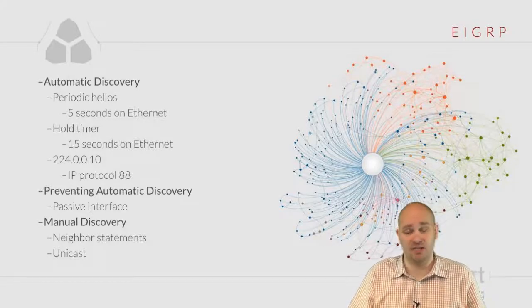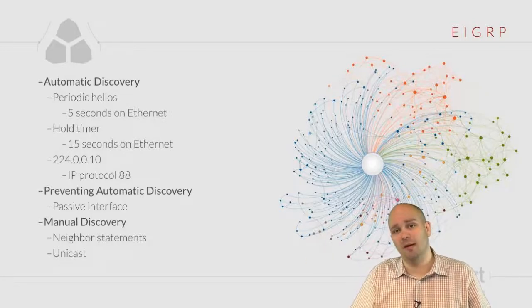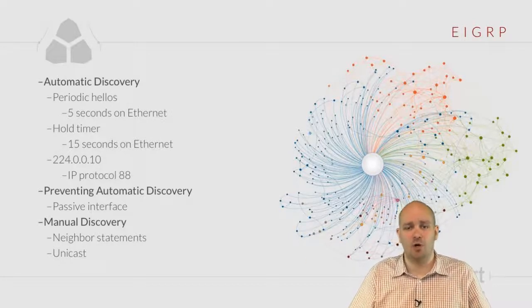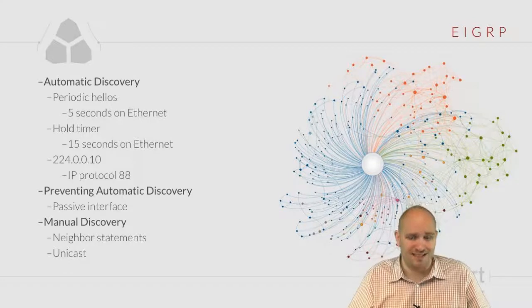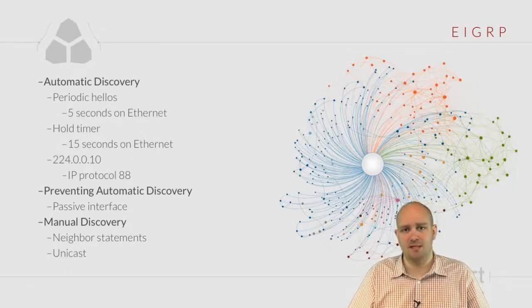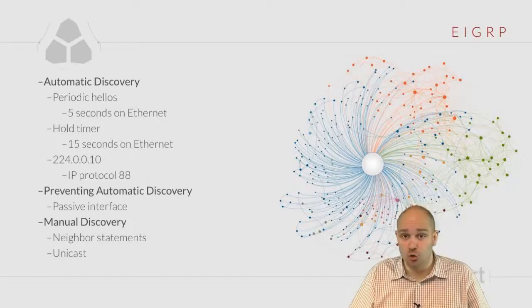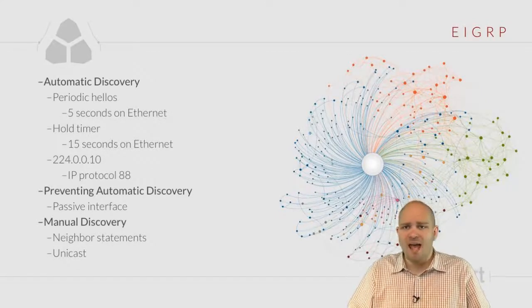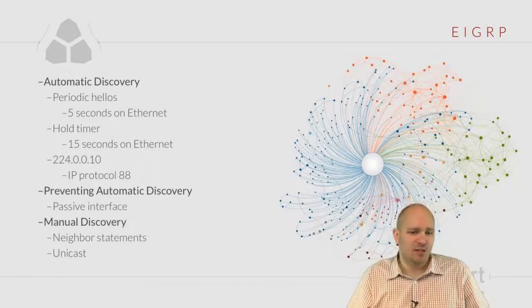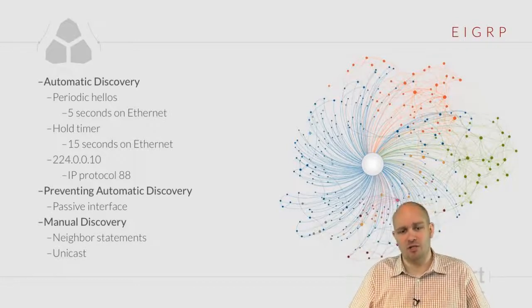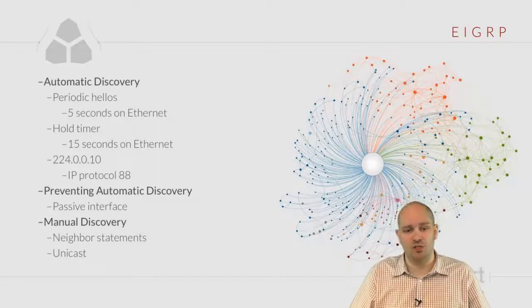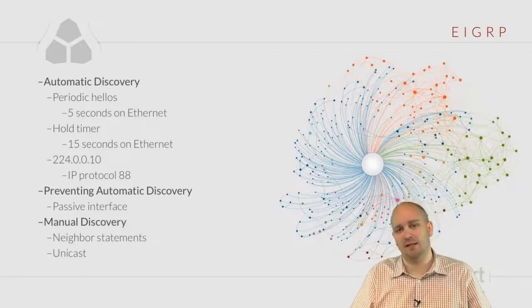And this is done under the process configuration for EIGRP, which I'm going to show you in a minute, by configuring the neighbor's address explicitly. Configuring the neighbor's address explicitly enables sending unicast hellos to that particular neighbor. Now you can see here on the slide that there is a third item mentioned that I did not talk about yet, which is preventing automatic discovery.